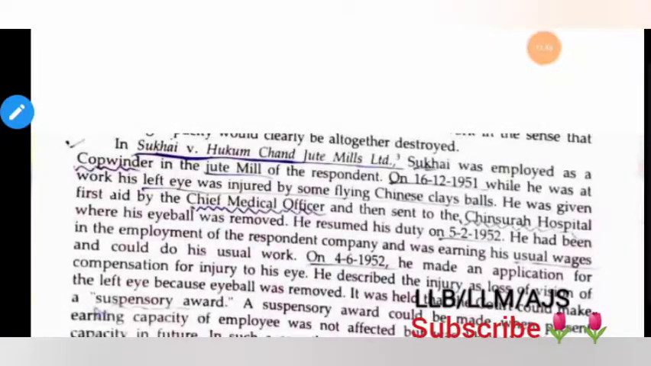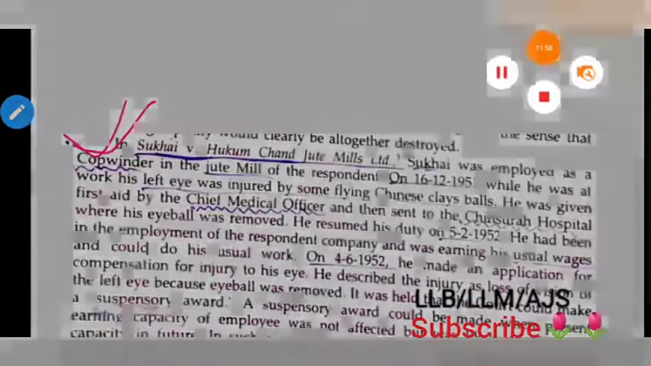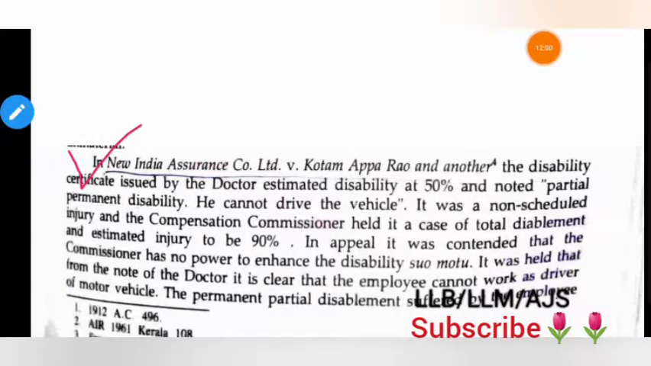So let's read the title of the case again because it's really very important. Many points are there in this case. Sukhai versus Hukum Chand Jute Mills Ltd. We have to remember Sukhai versus Hukum Chand Jute Mills Ltd. Then comes another case, New India Assurance Company Ltd. versus Gautam Appa Rao and another.